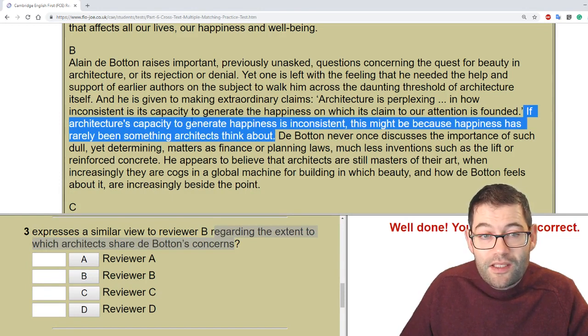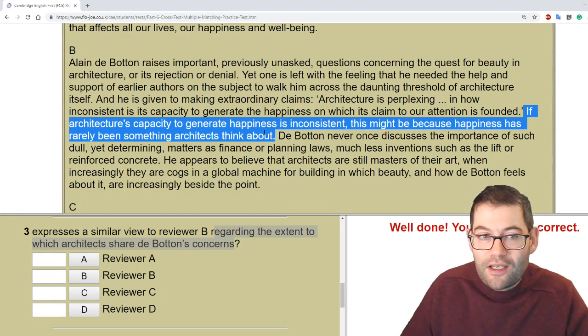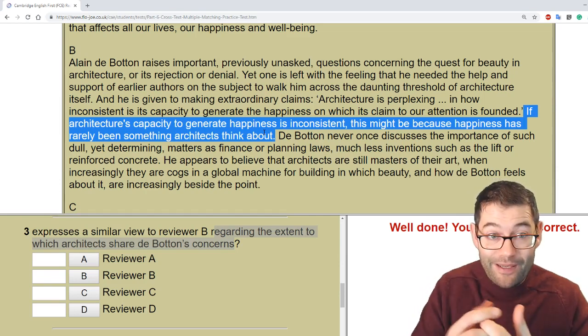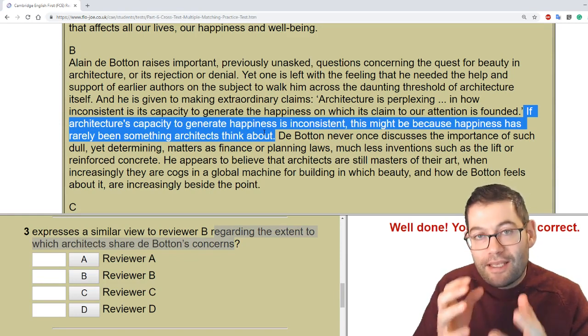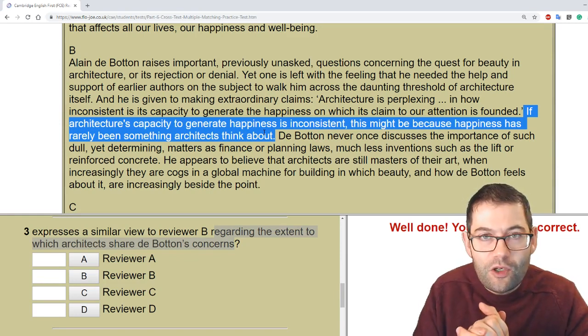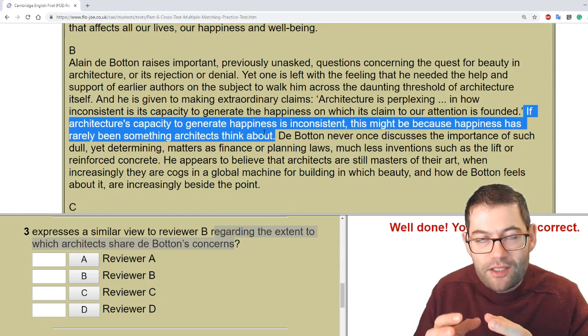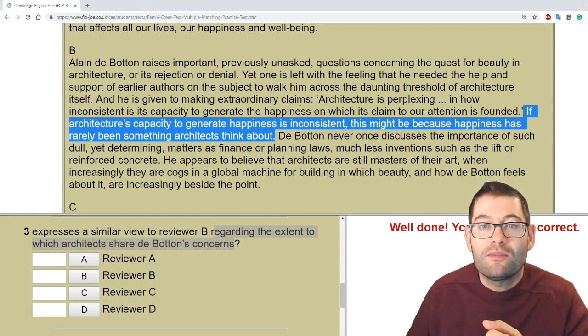If architecture's capacity to generate happiness is inconsistent, this might be because happiness has rarely been something architects think about. So the concern is that architects don't think about happiness or generating happiness, and they should be. This is the concern. This is the worry. So we need to find another text which also shares this idea that architects should be thinking about something else.